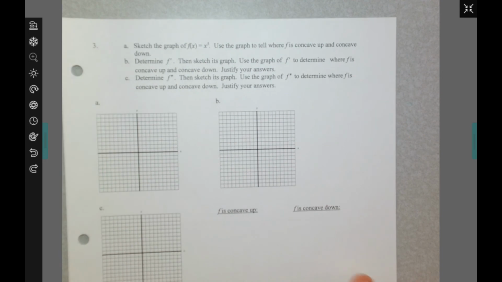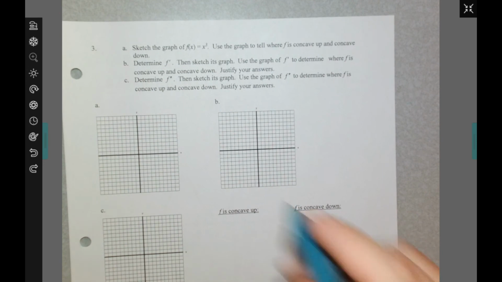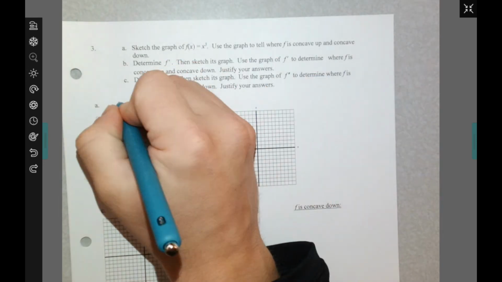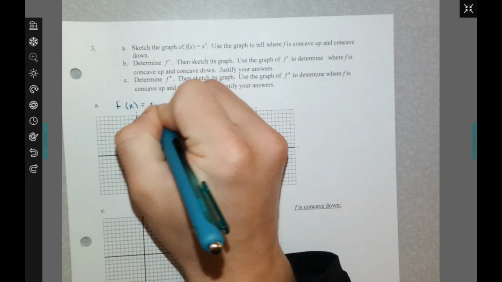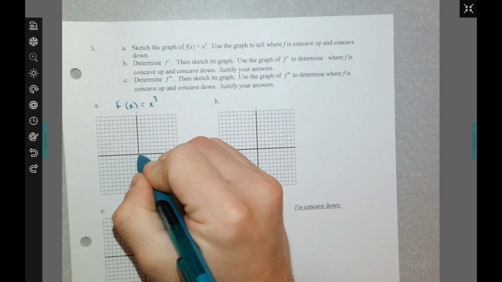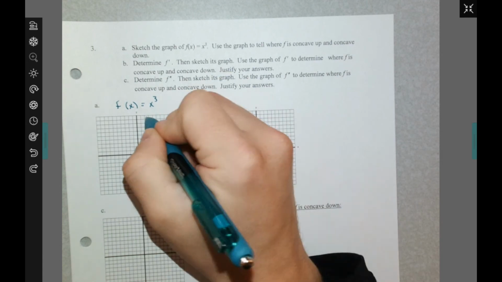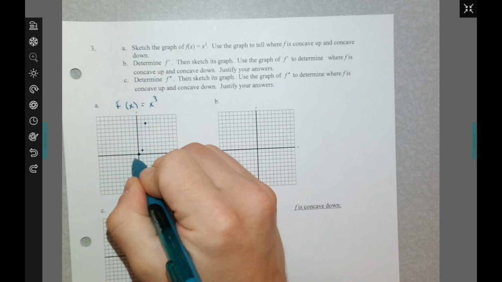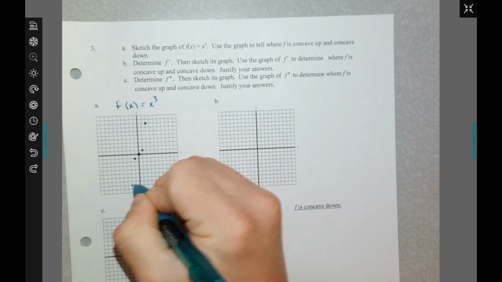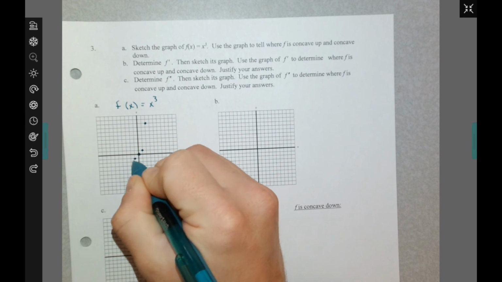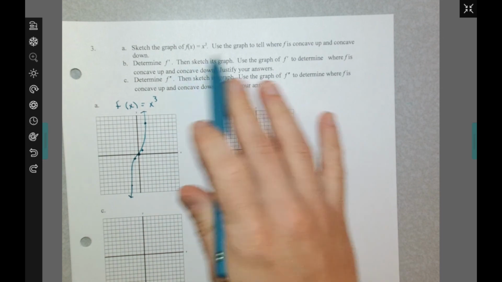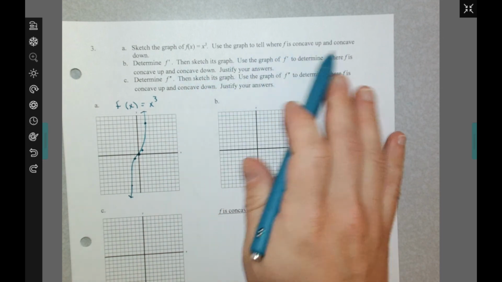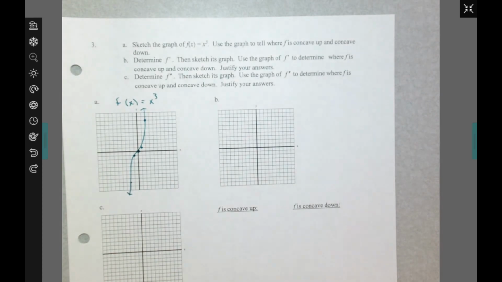Okay, and now we're going to put it all together. So we want to first off sketch a graph of f of x equals x cubed. It's going to be we have a point at 0, 0, 1, 1, and then we're going to go to 2, 8, negative 1, negative 1, negative 2, negative 8. Just going to have a function that looks like that. Okay, so I sketched the graph. I want to use the graph to tell where f is concave up, concave down.